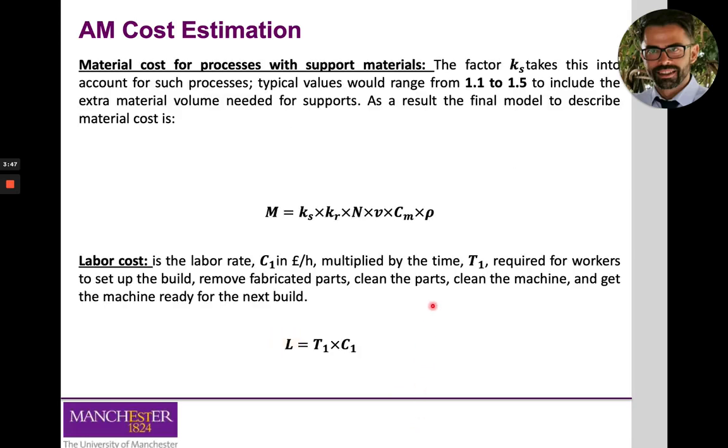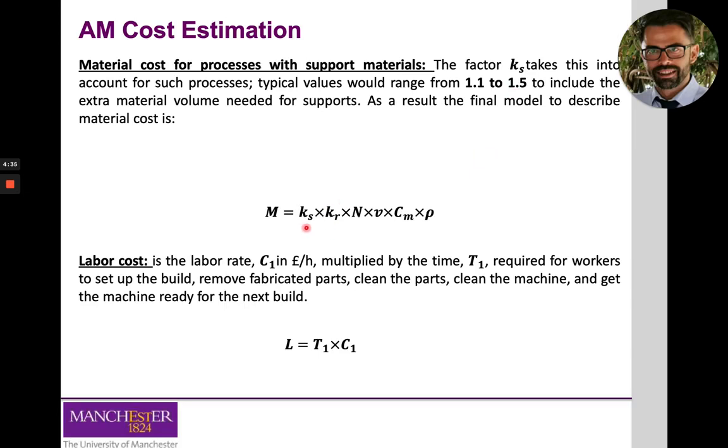But also, when we're calculating the total material costs for our processes, we need to bear in mind if we need to use support materials. So in case we need to use support materials to support the building of our parts, like for example, fused deposition modeling or stereolithography, the volume and cost of the supports needed to create these parts, or each one of these parts, must also be taken into account. And for that purpose, we will introduce the factor KS. This will take a value between 1.1 and 1.5, depending on the material and the operating process. And this will be added to our KR factor that takes into account powder-based systems.